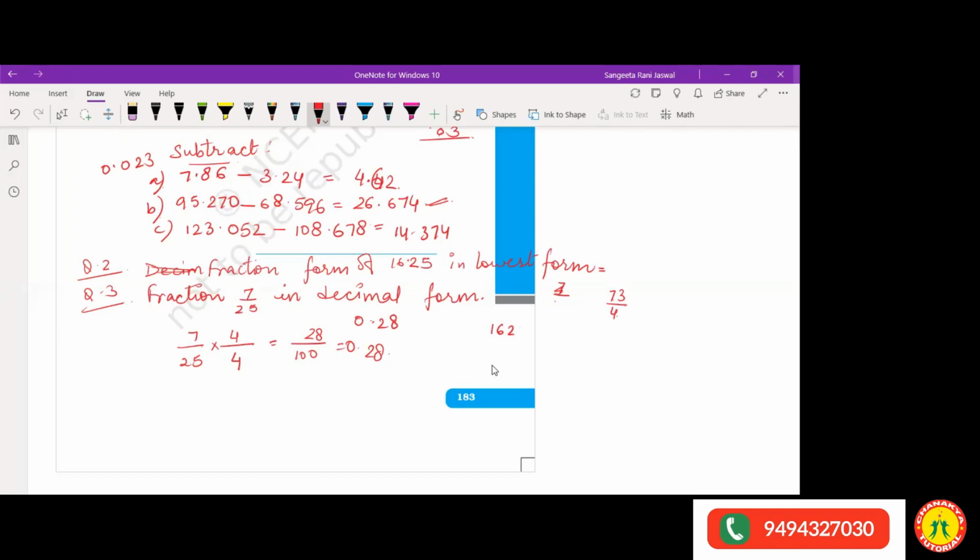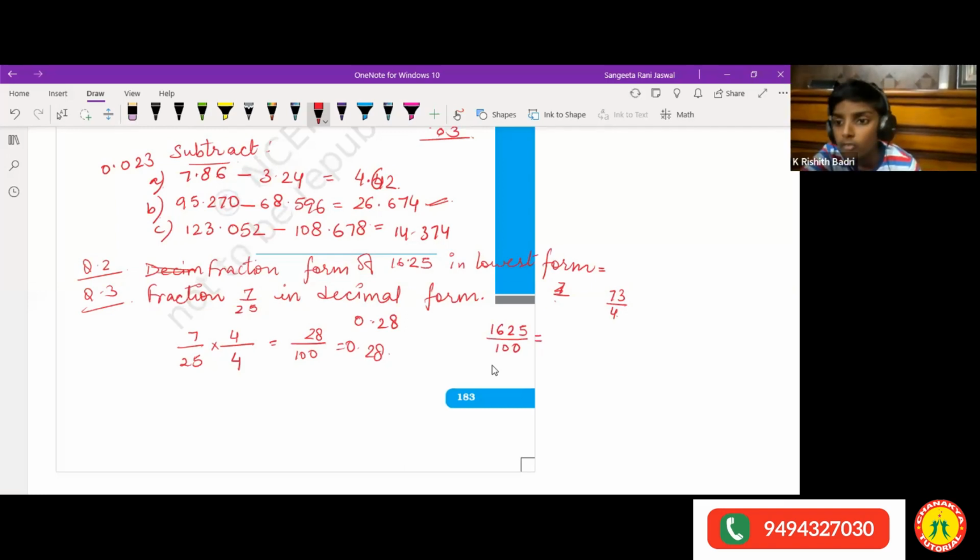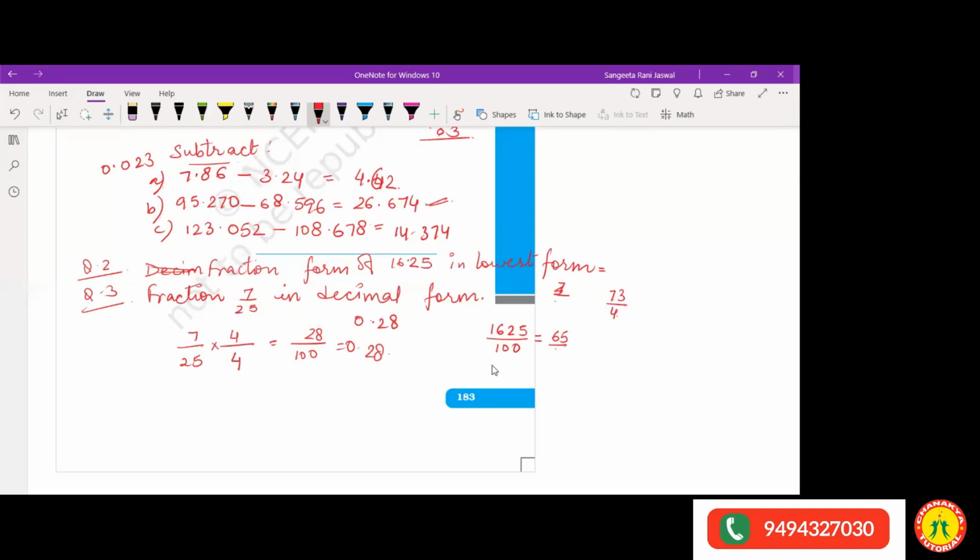Ma'am, if I reduce it to lower form, it will be like this. Ma'am, I got 65 by 4. I checked my answer. I got 65 by 4. Yes, ma'am, I got 65 by 4. Okay, that's the correct answer.